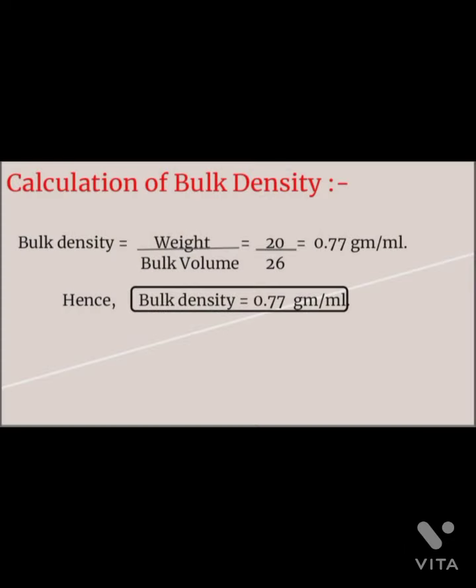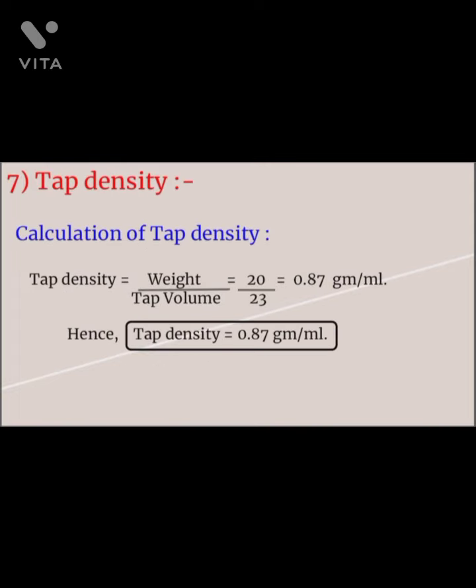Now let's see the calculation of bulk density. Bulk density equals weight upon bulk volume. Then after putting the values, it comes as 0.77 gram per ml. Hence the bulk density is equal to 0.77 gram per ml. Now let's see the calculation of tap density. Tap density is equal to weight upon tap volume. Then by putting the values, it comes as 0.87 gram per ml. Hence the tap density of the powder mixture is 0.87 gram per ml.